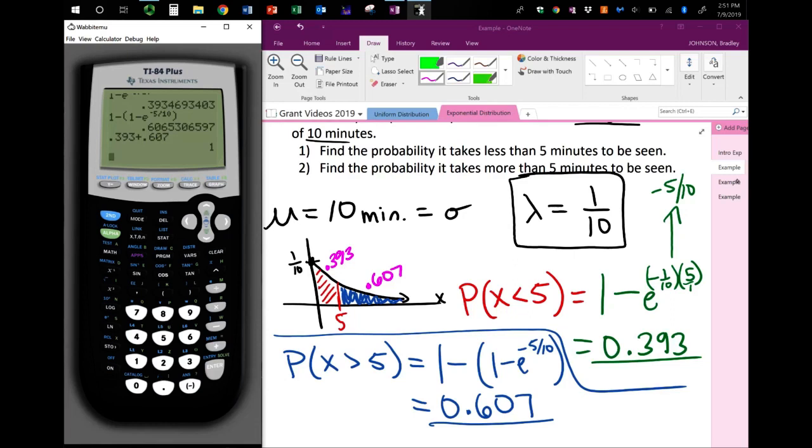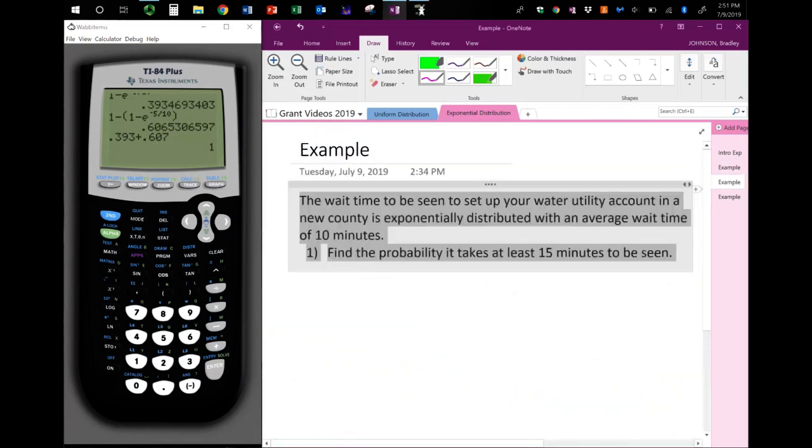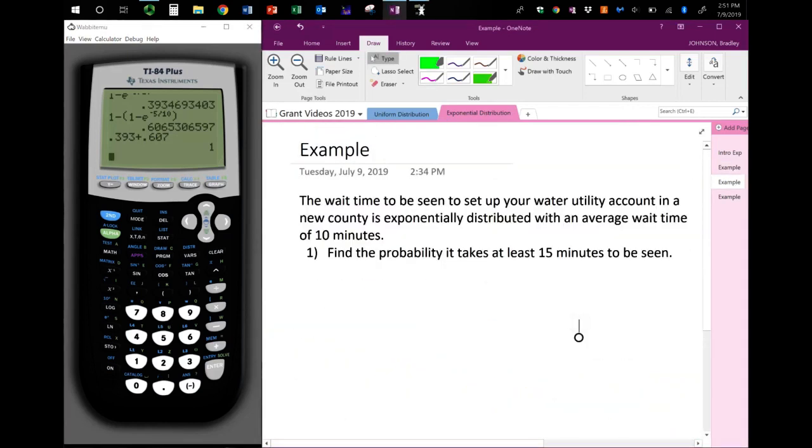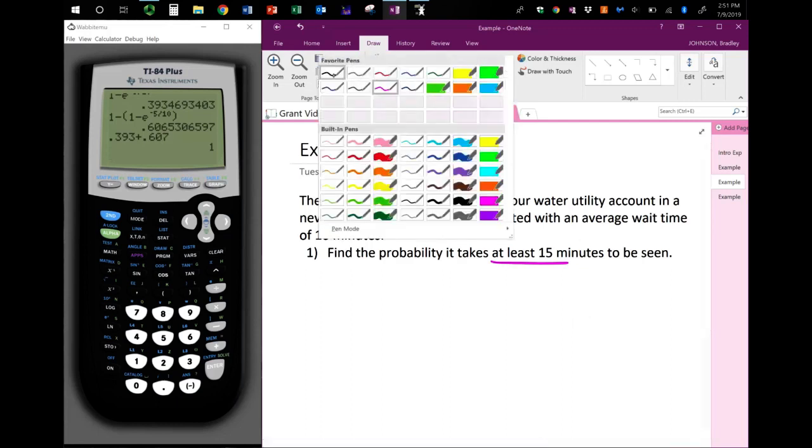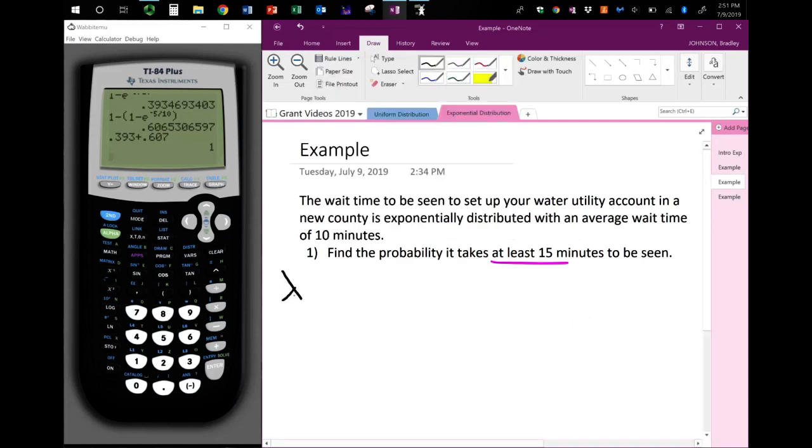Continuing on, what if we have just at least 15 minutes to be seen? First, we're still using the same example. So average wait time 10 minutes, that's lambda is 1/10. If you draw a quick sketch, at least 15 minutes. So 15, I'm going to mark there.